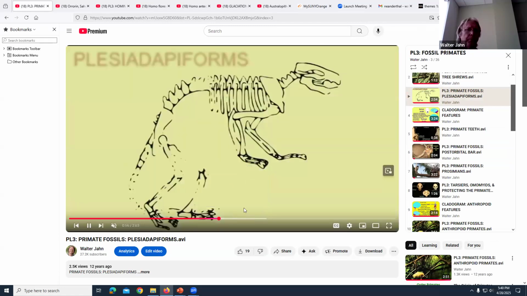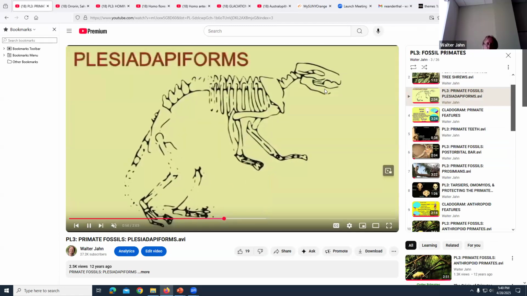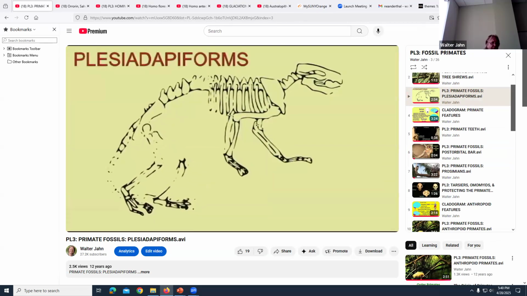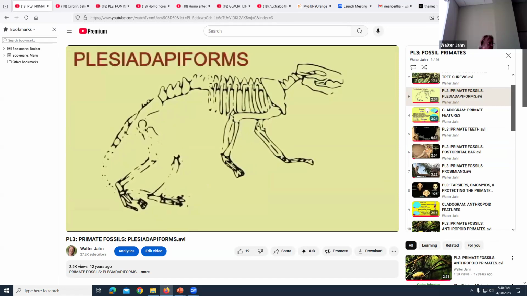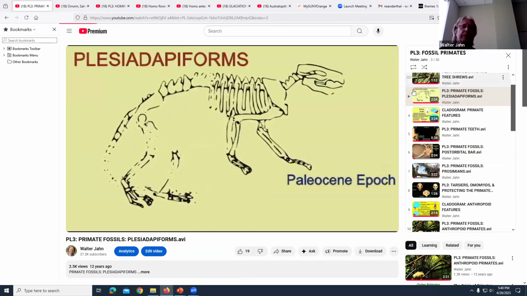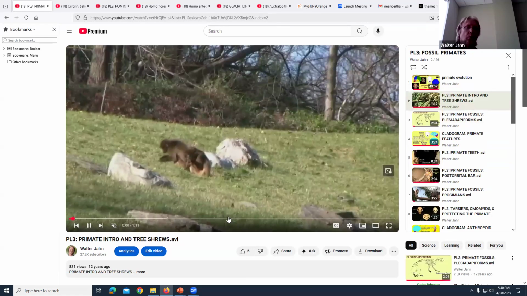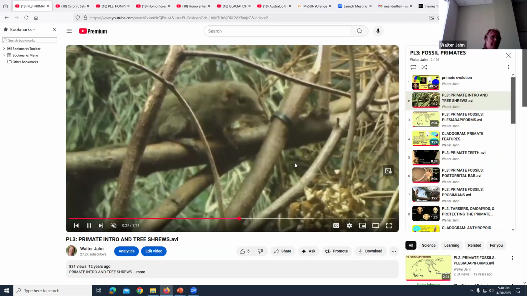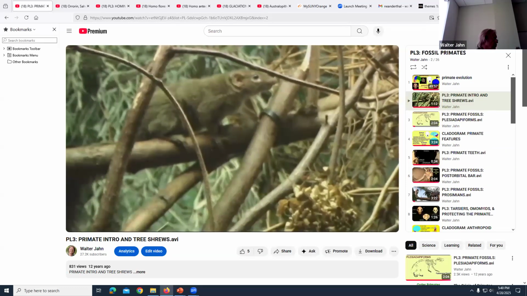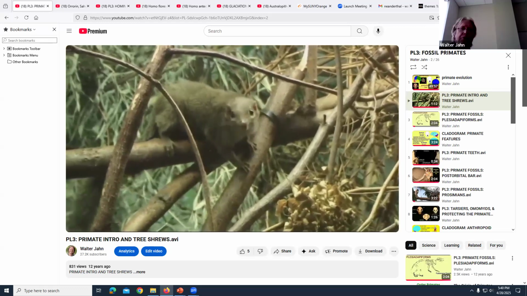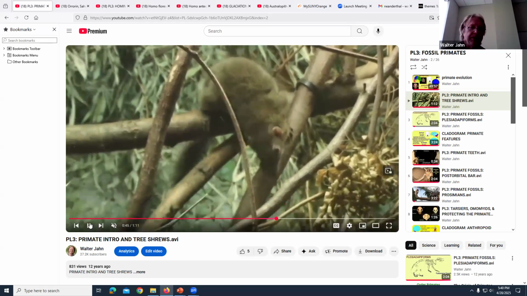So there are these things called plesiadapiforms, almost primates, not quite primates. They've got some primate features, but not enough to be a primate. So before there were any primates, there were things that looked a little bit like them. Today, we have a couple of things which are almost primates. One is called a tree shrew. That is not a primate, but it is genetically and anatomically more similar to primates than anything else. So primates were built in stages.